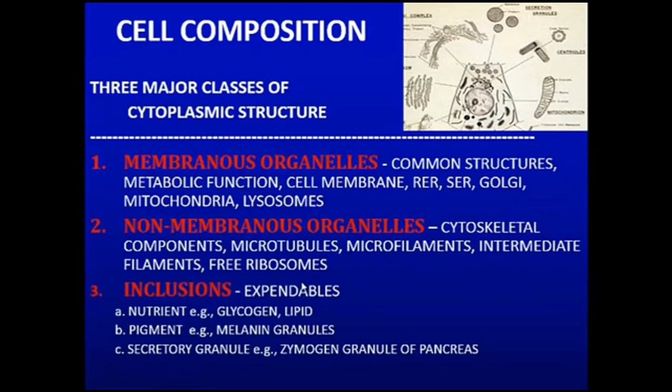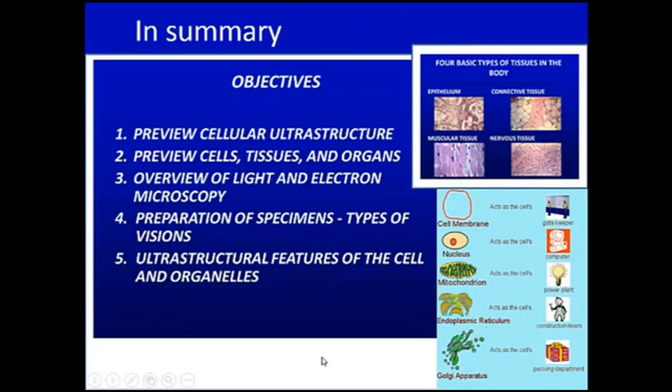And then there's another group, inclusions. We include those; they're expendables, need not be there for the life of the cell. Nutrients could be glycogen or lipid; they need not be there, but they're important for cell function, though not cell life. Pigment, melanin granules, for example, in skin. Secretory granules, zymogen granules in the pancreas, are examples of these.